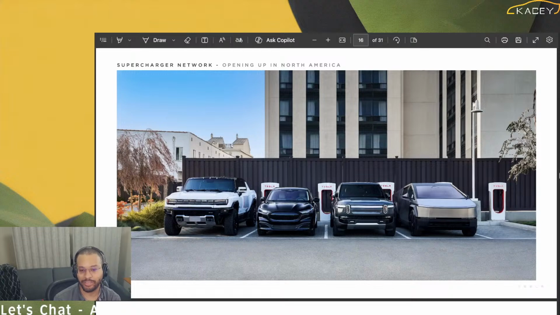Clearly, they're not all charging because the Rivian and the Mustang would need to be turned around at a minimum. Not only would they need to be turned around, but then the Cybertruck would then need to be over a space because these two would have used up an extra space.